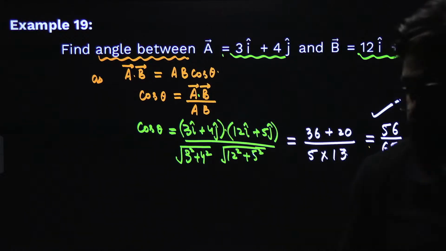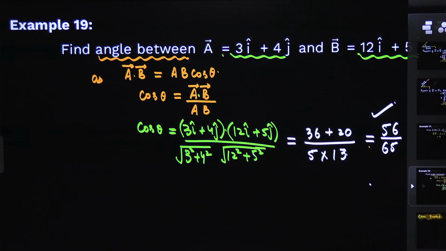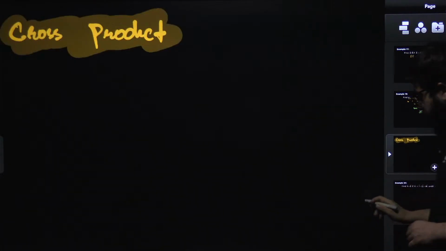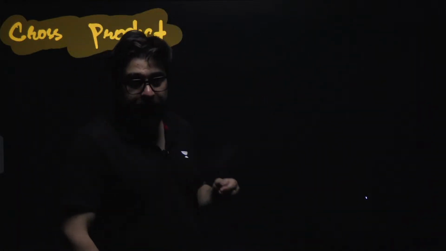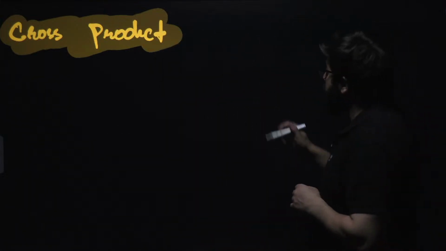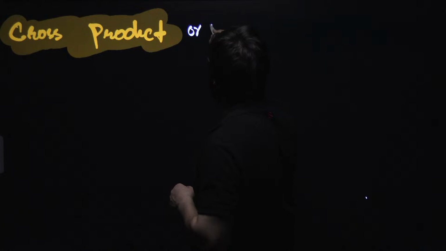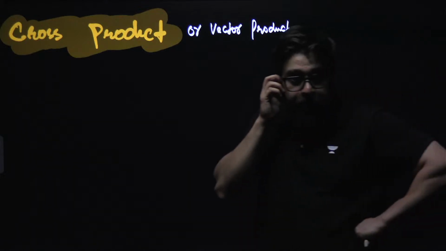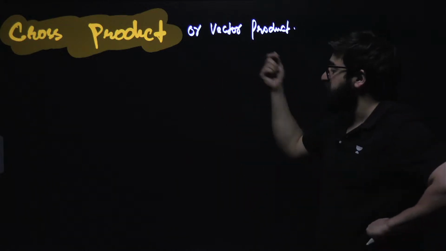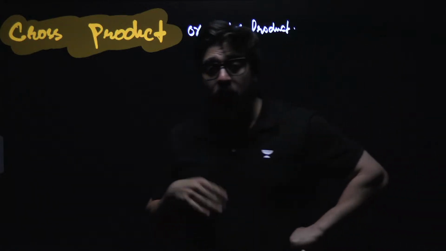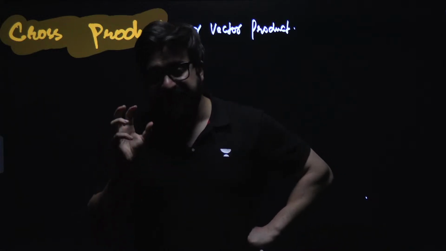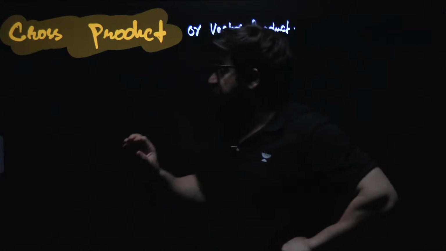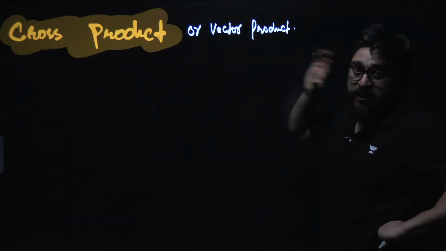Okay, great. Now, I have told you everything about the dot product. Now we have to talk about the cross product. Either you call it the cross product or you also call it the vector product. Because when it comes to the dot product, the final value of the dot product is a scalar. But when it comes to the cross product, it will give us the vector quantity itself.